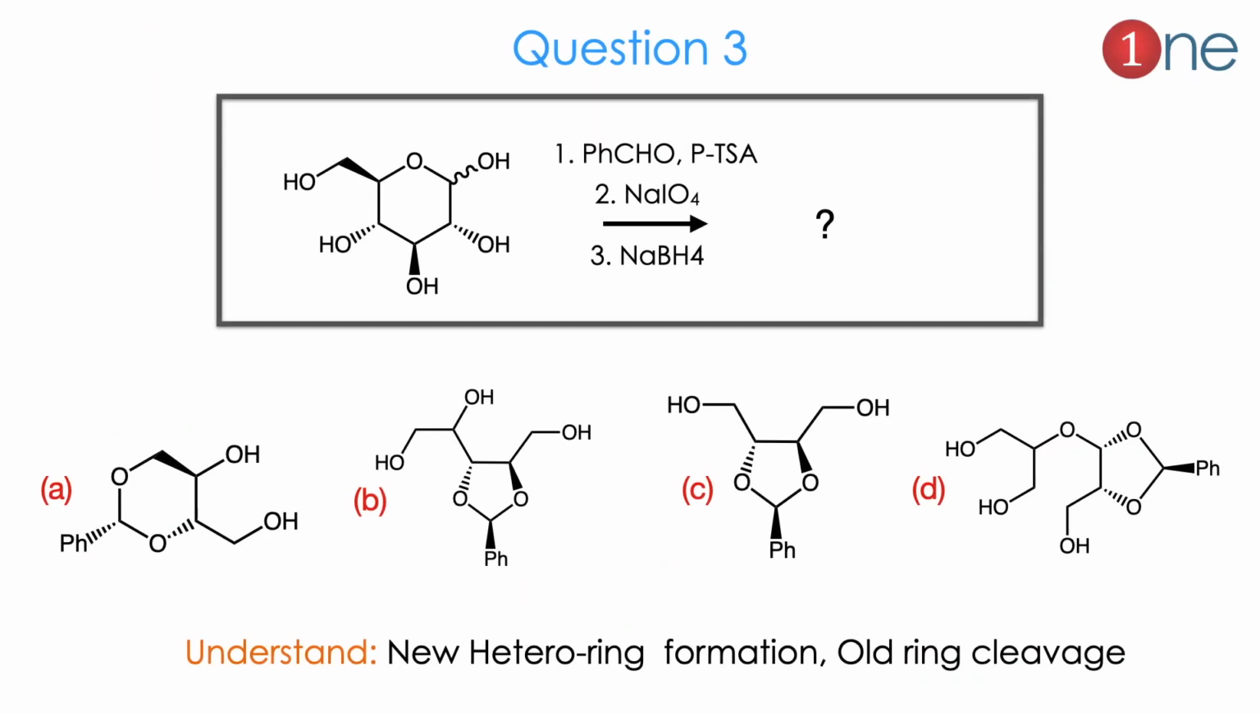Then question number 3. The starting material is a cyclic ether where the heteroatom is O. Then 5 OH groups are attached, and their stereochemistry is specified. Some OH groups are above the plane and some below the plane, and one OH is unspecified. Here they give the reagents PhCHO, PTSA, sodium iodide, and sodium borohydride. Here the choices are given. The 4 choices are different heterocyclic rings. 5-member as well as 6-member rings are there. Definitely ring cleavage occurs and a new heteroring formation occurs. So you should know that a new hetero ring is formed as well as the old ring is cleaved.